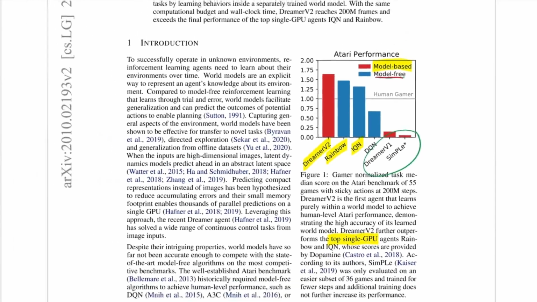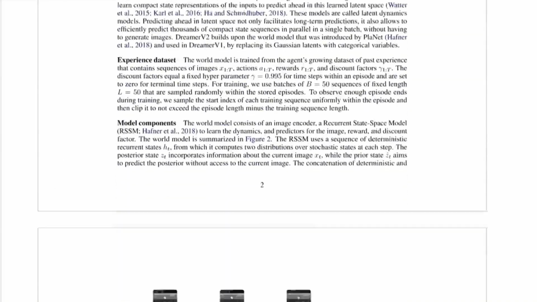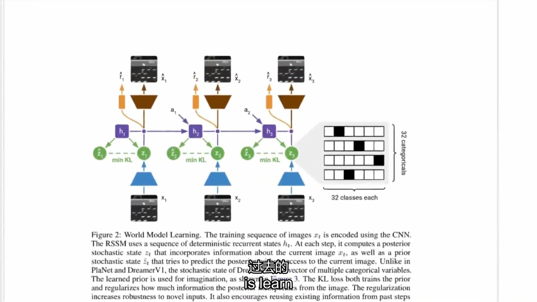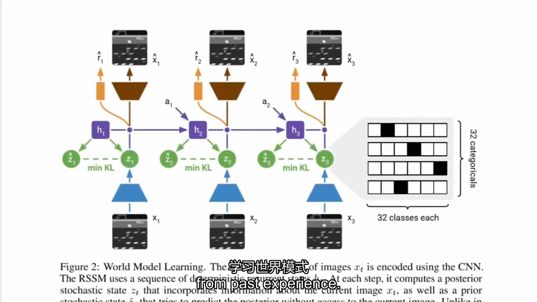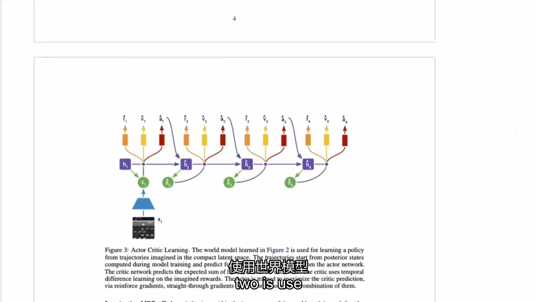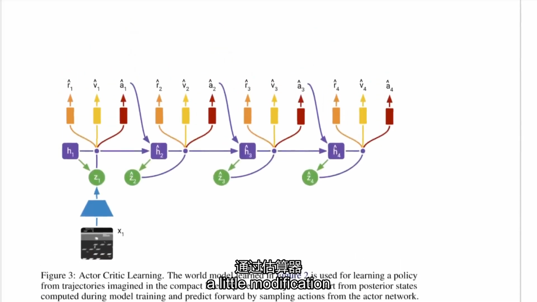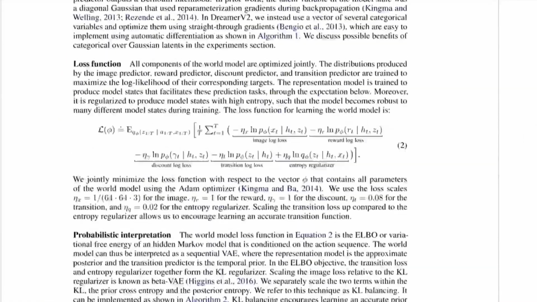And how does Dreamer v2 do that? On the high level, it has 2 stages. Stage 1 is learn a world model from past experience. And then stage 2 is use that world model, as we said, for reinforcement learning. And the reinforcement learning here is going to be just actor-critic learning. Very straightforward. There's a little modification with a pass-through estimator.